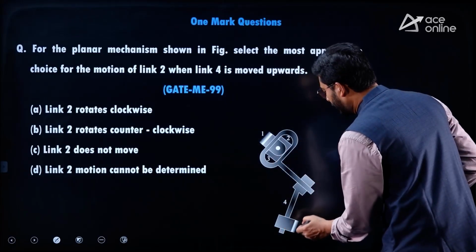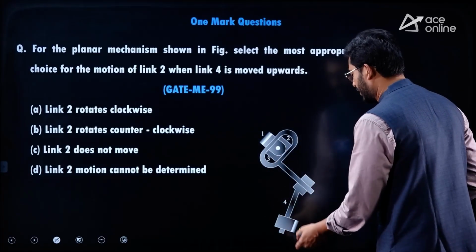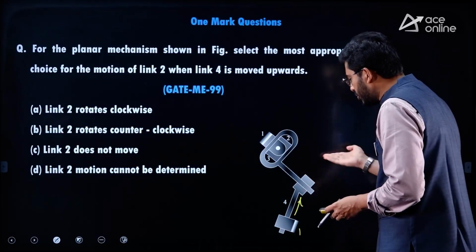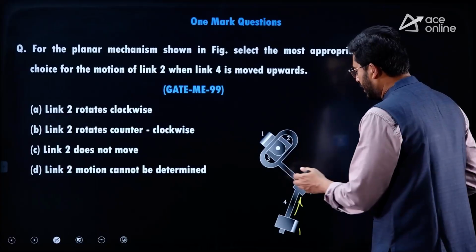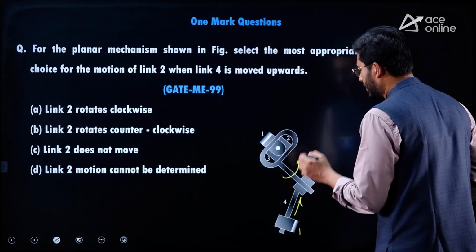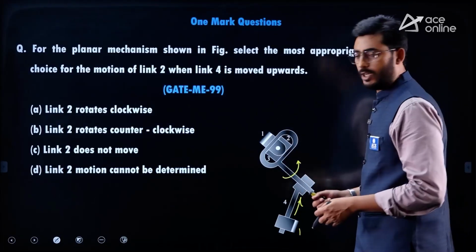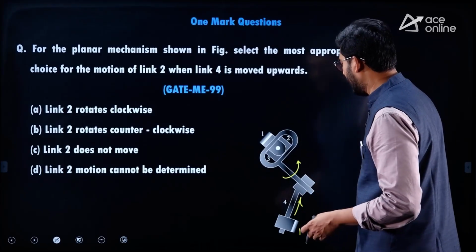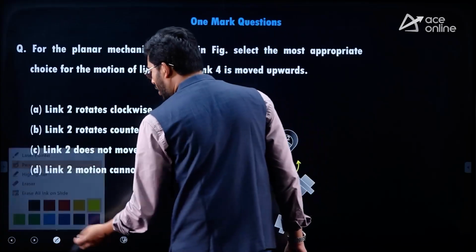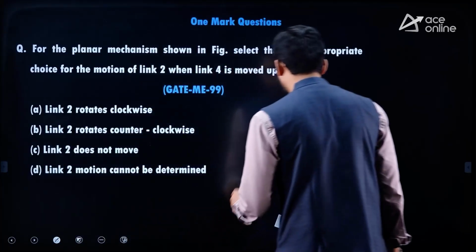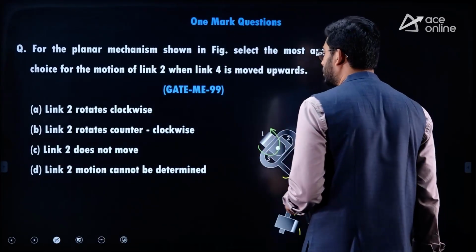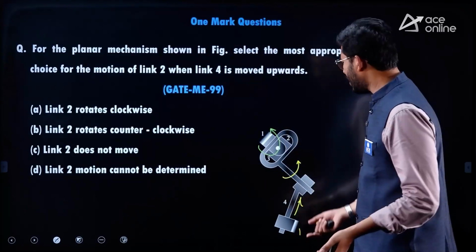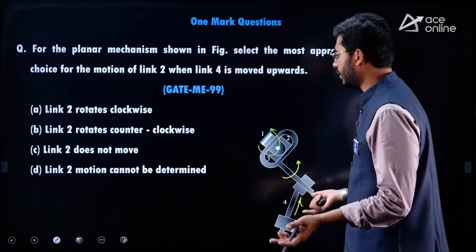So if the link number 4, this is link number 1, once again it is fixed. If 4 is moving upwards, then this is going to push the link number 3, or link number 3 is going to experience rotation like this, and then that is going to further cause the rotation of link number 2 in the counterclockwise. So here you just have to investigate what is the direction of motion of link number 2 only.